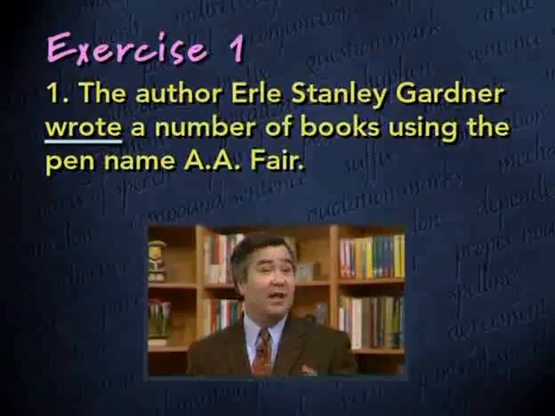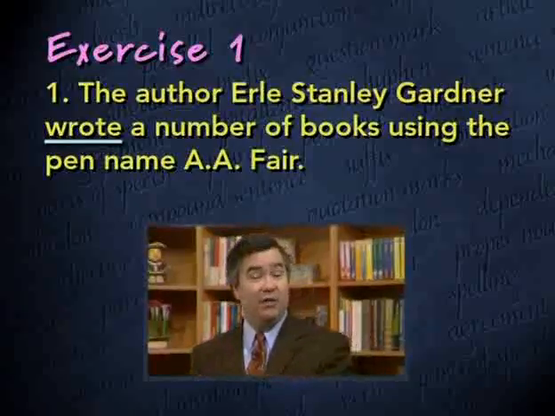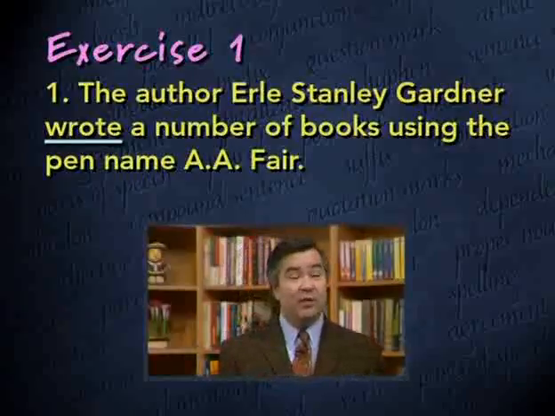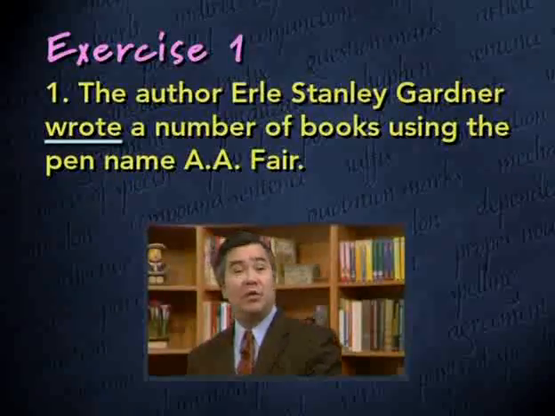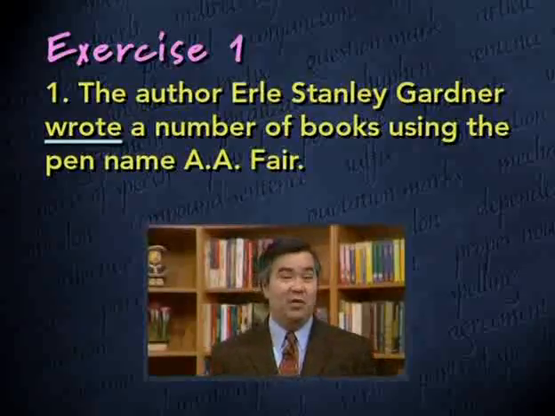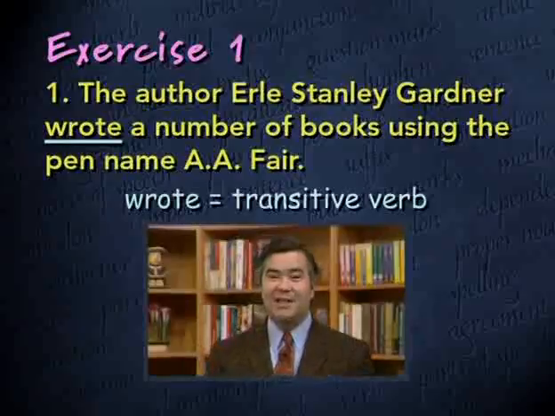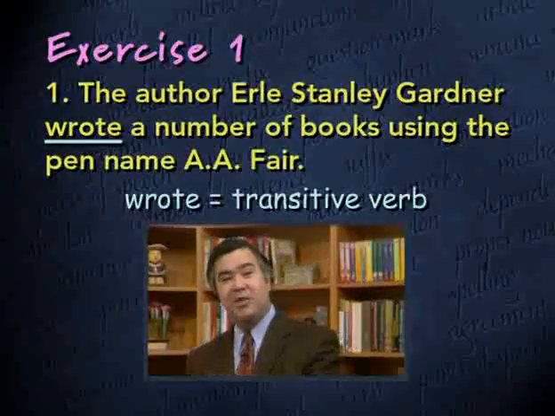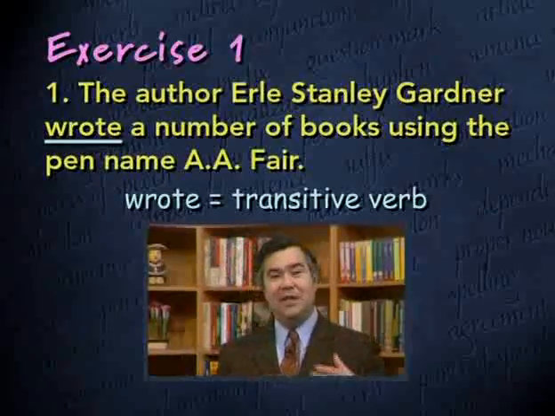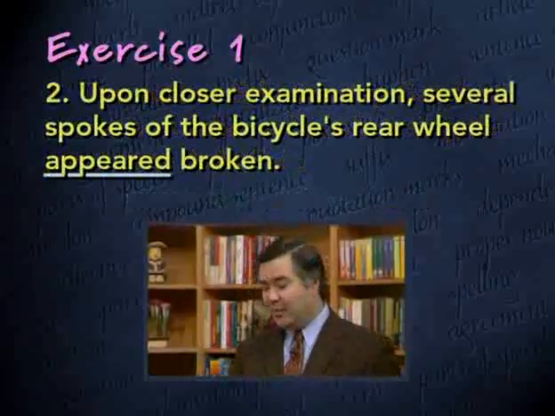And therefore, there is an object that's receiving the action of the verb. The verb wrote, its action flows through to a number of books. Therefore, wrote is being used as a transitive verb. Because remember, only a transitive verb has an object which follows it, which receives the action of the verb. Let's look at the next example.